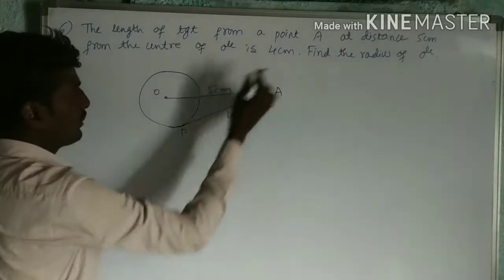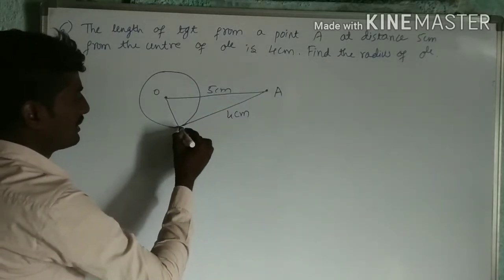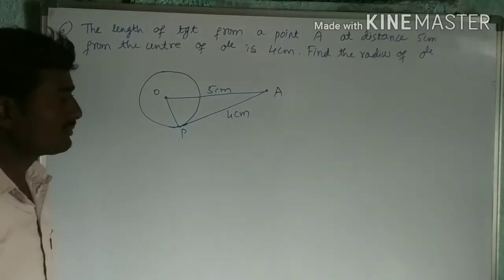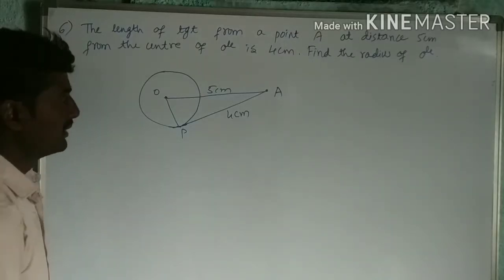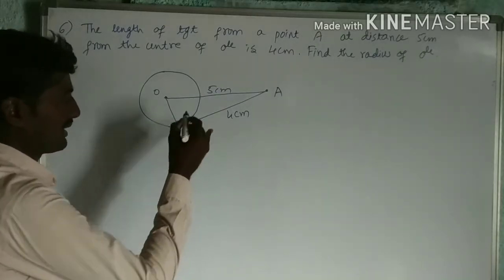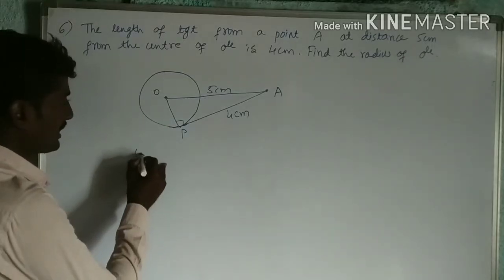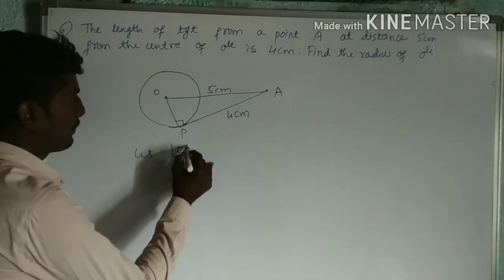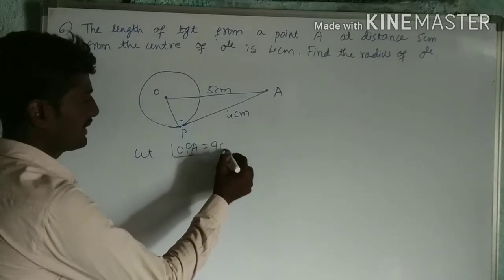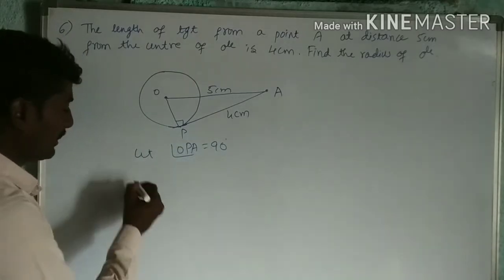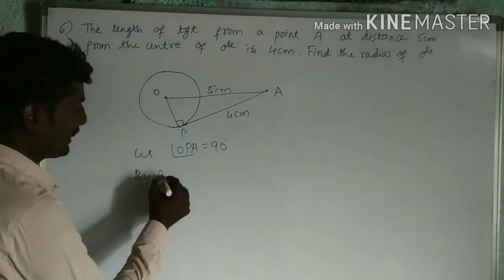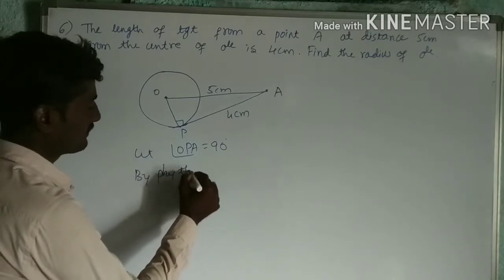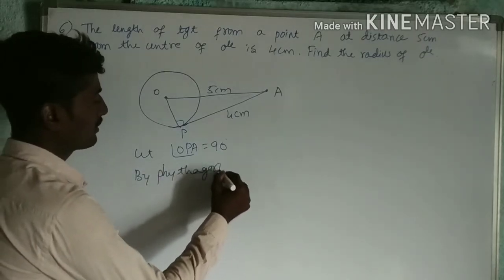So we have to find what? Radius of the circle we have to find. Means OP we have to find. So already we know that here is angle 90 degree. So let angle OPA be equal to 90 degree. Now we can apply Pythagoras theorem.